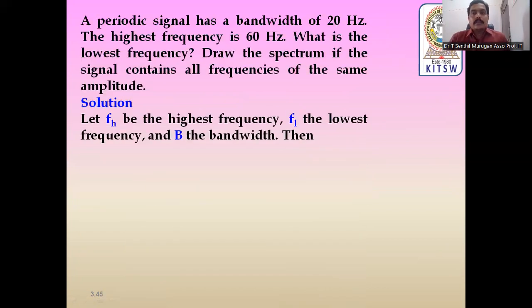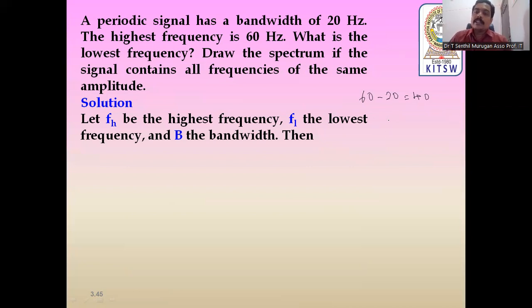Okay. The next one, a periodic signal has a bandwidth of 20 hertz. The highest frequency is 60 hertz. What is the lowest frequency? 60 minus 20. So lowest is 40. Here, find it. Draw the spectrum if the signal contains all frequencies of the same amplitude.